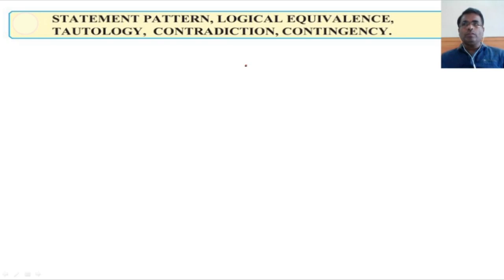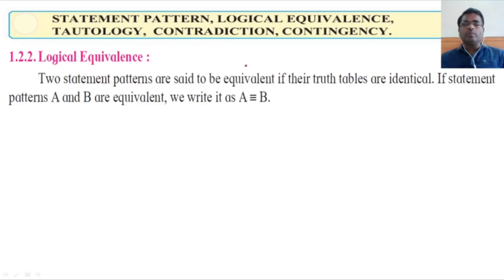And whenever we use 2 or more statements along with these different types of logical connectives, we get a compound statement, which is also called a statement pattern. So a statement pattern is a compound statement along with logical connectives, and these statement patterns are denoted by capital letters: capital P, capital Q, capital R, etc.